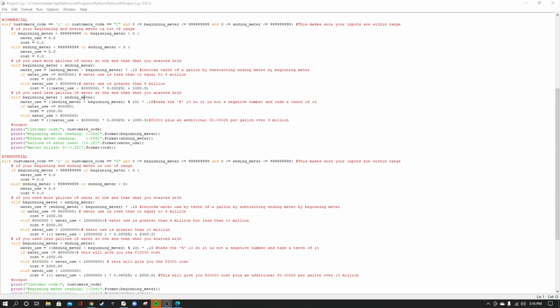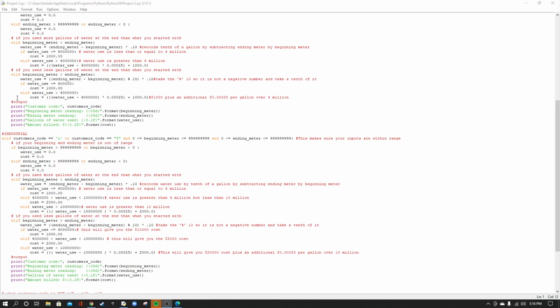So if everything is true, then it will print all these statements. It'll print out the customer's code, the beginning meter reading, the ending meter reading, the gallons of water used, and the bill. And the process will stop there.